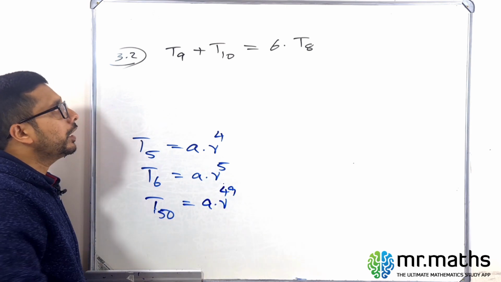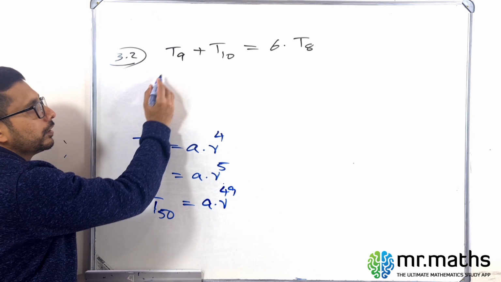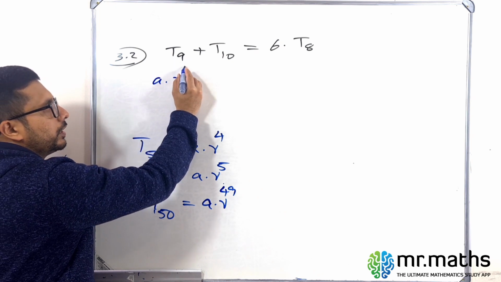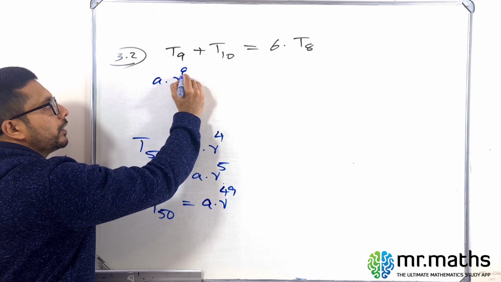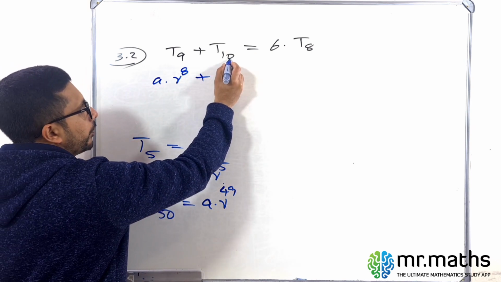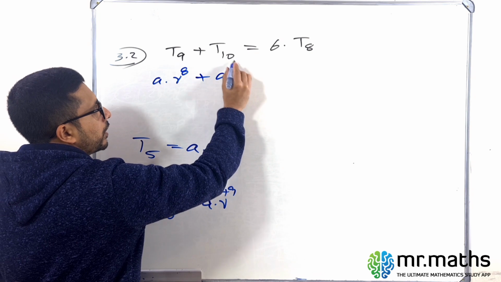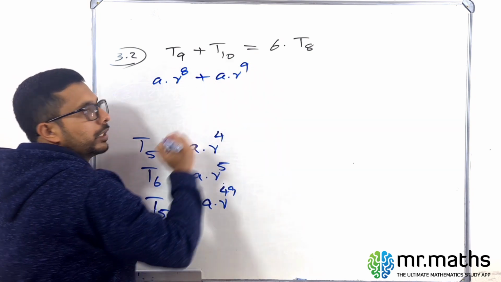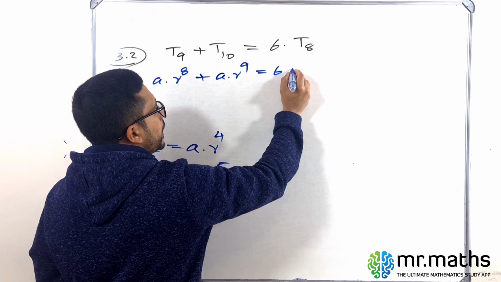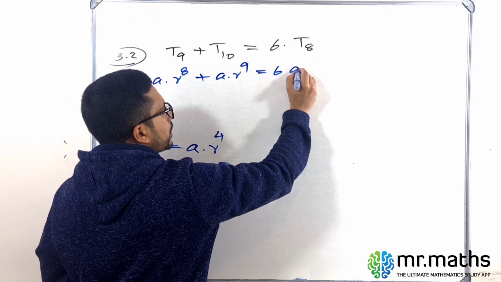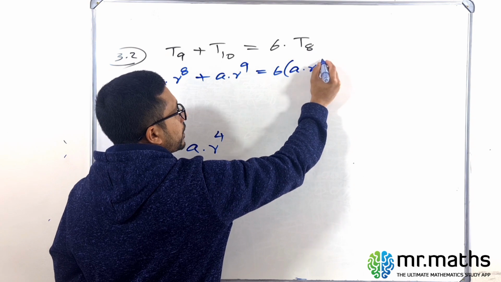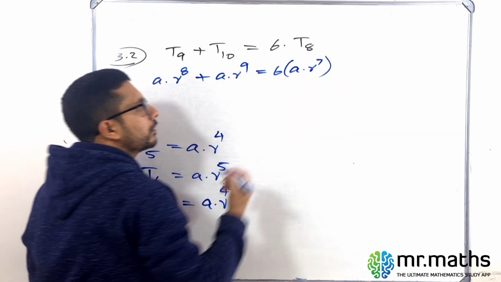Okay, so similarly the 9th term of a geometric series is a times r raised to 1 less than 9, that is 8. Am I right? Plus the 10th term, so a times r raised to 1 less than 10, that is 9, is equal to 6 times the 8th term, that is a times r raised to 1 less than 8, that is 7.